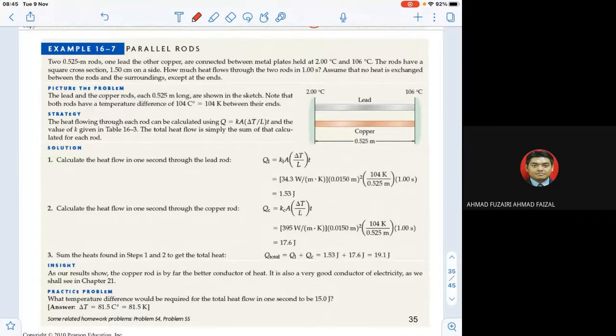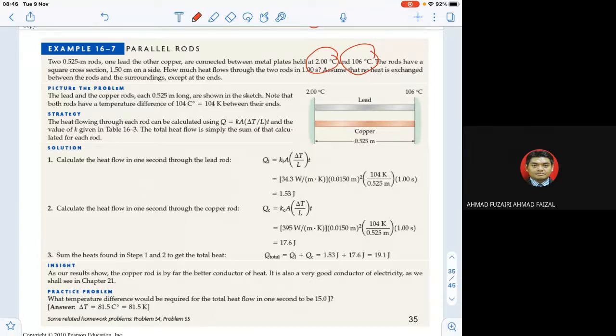Okay, two rods of 0.525 meters, one lead and the other copper, are connected between metal plates held at 2 degrees Celsius and 106 degrees Celsius. The rods have a square cross-section, 1.5 centimeters on the side. That means 1.5 times 1.5. How much heat flows through the 2 rods in 1 second?